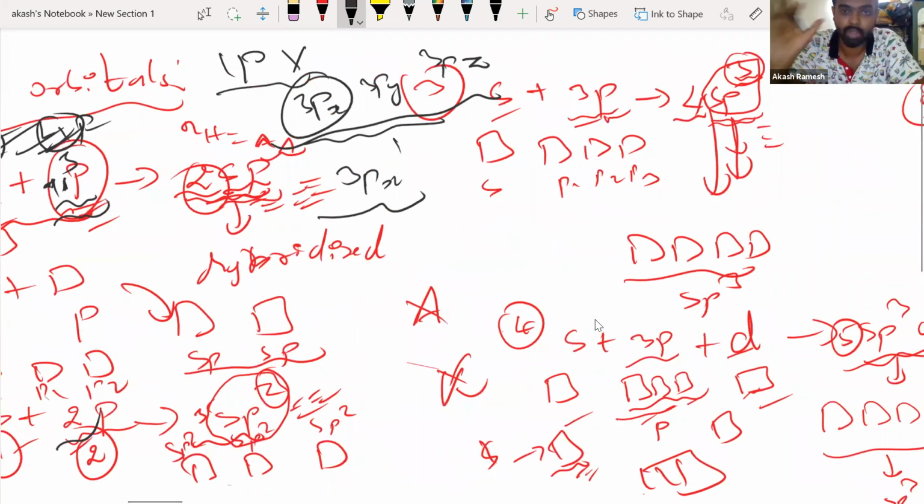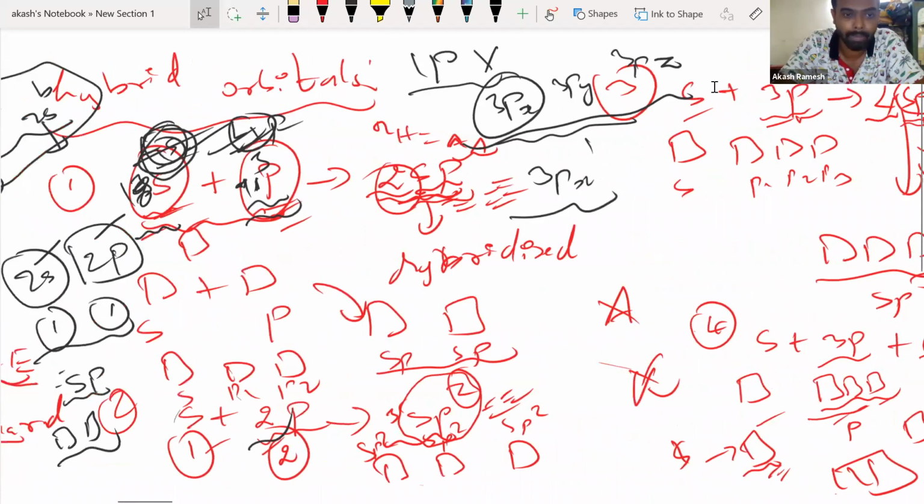Please do not confuse between the name and the numbers. All we need for the hybridization, I don't care what the orbital's name is. I just care about how many atomic orbitals are coming. That is all I'm worried about right now, and that is taken care of by this statement.